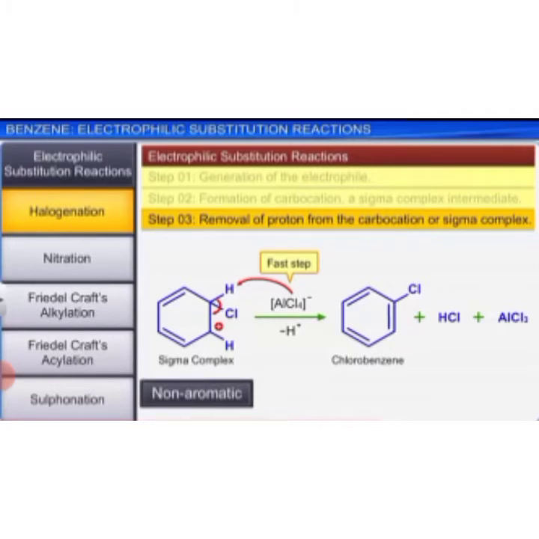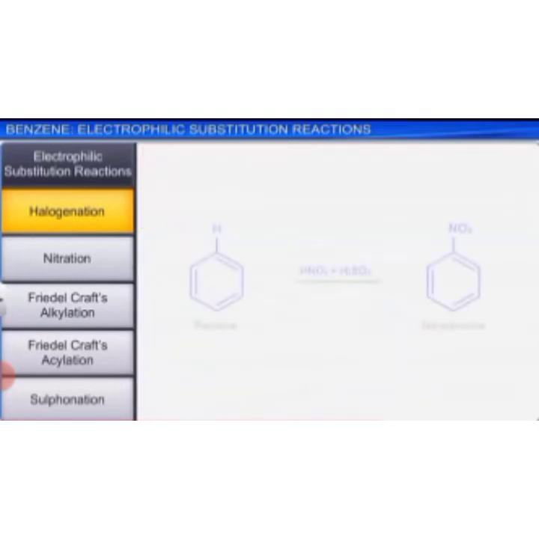Now let us look at nitration. When a hydrogen atom in the benzene ring is replaced by a nitro group, it is known as nitration. Nitration is carried out by heating benzene at about 330 Kelvin with the nitrating mixture consisting of concentrated nitric acid and concentrated sulfuric acid. When benzene is treated with nitrating mixture, it results in the formation of nitrobenzene. Let's discuss the mechanism of this reaction.